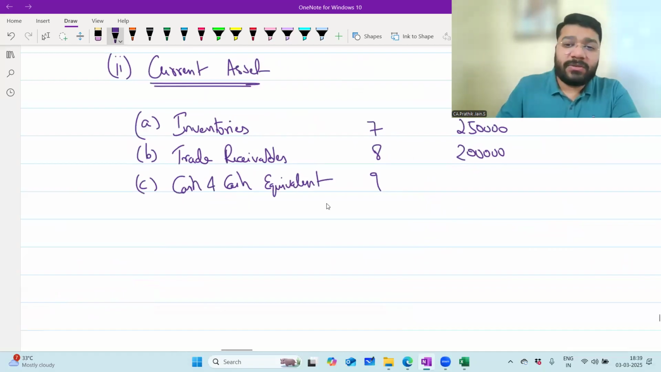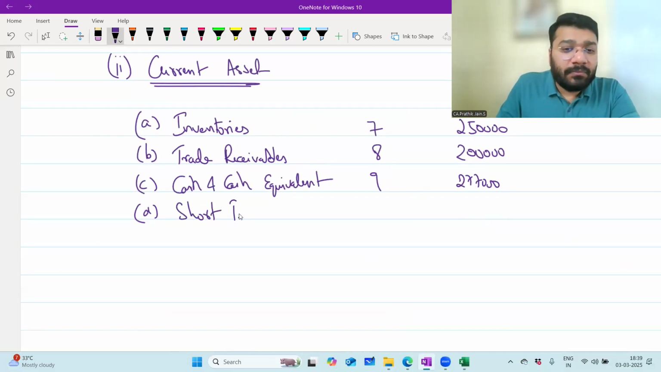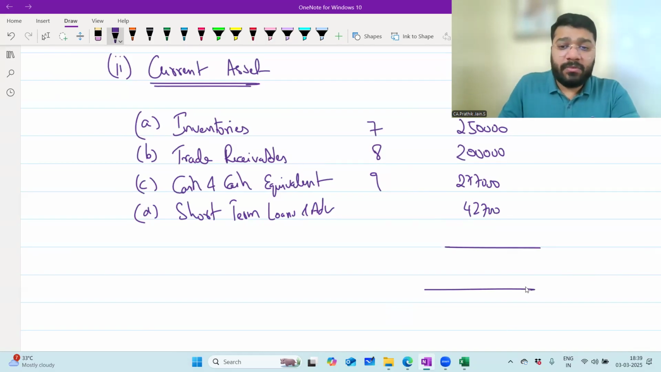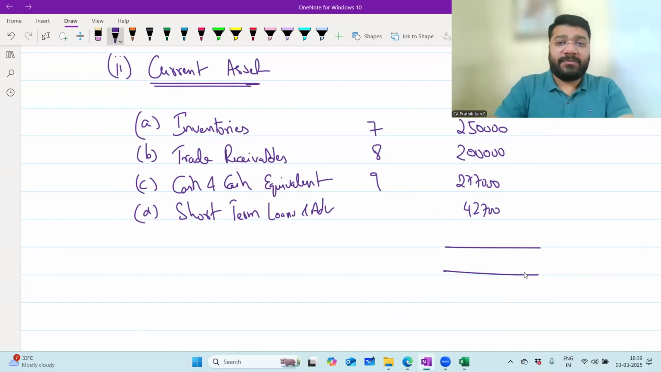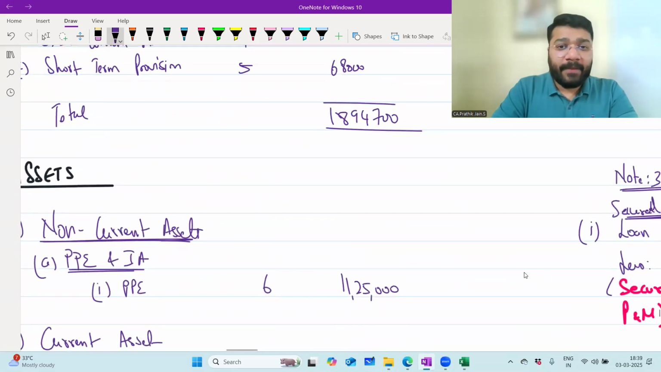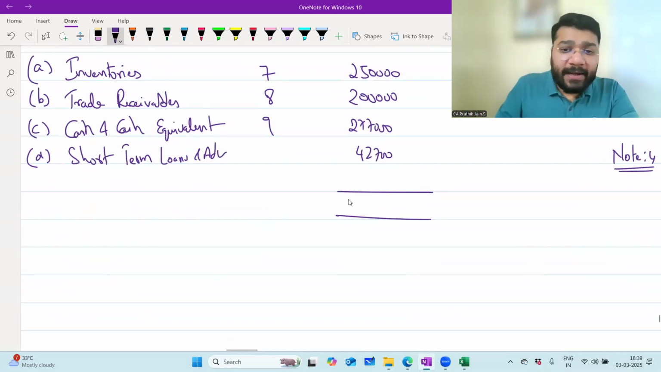Two lakh 47,000 cash and cash equivalent. Now next is what? Short-term loans and advances. Only one item is there, we can directly write it. How much? 42,700. That's all? Oh, easy. Next. What is the total? 18,94,700.